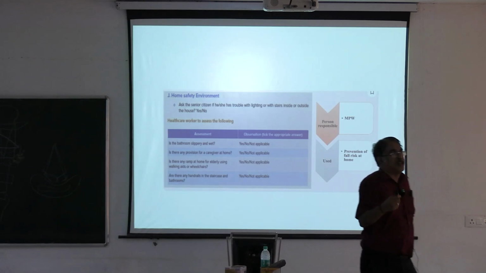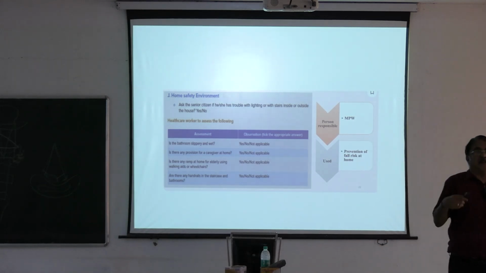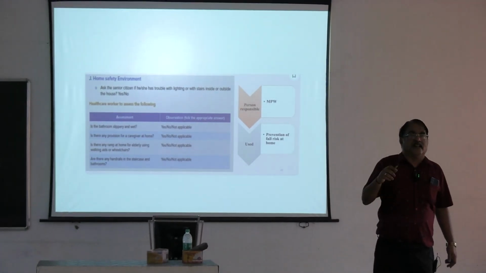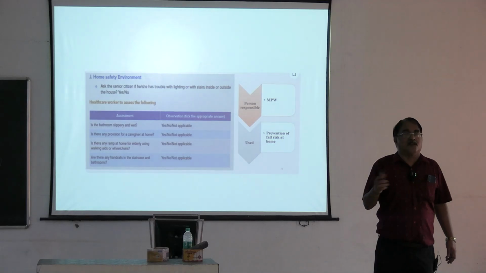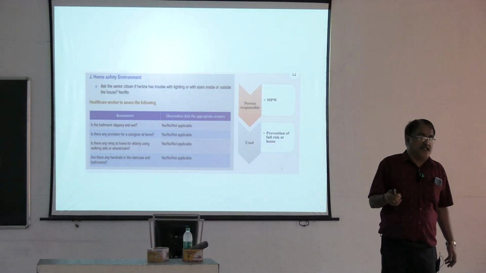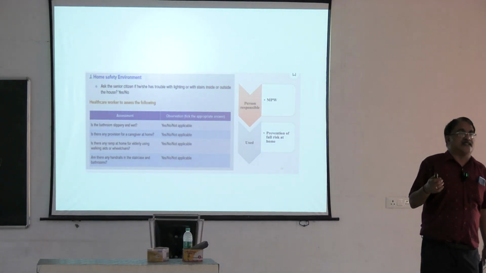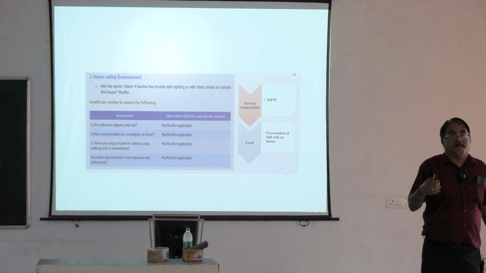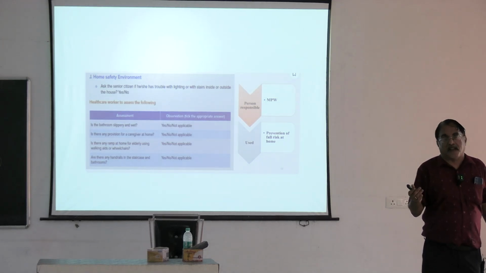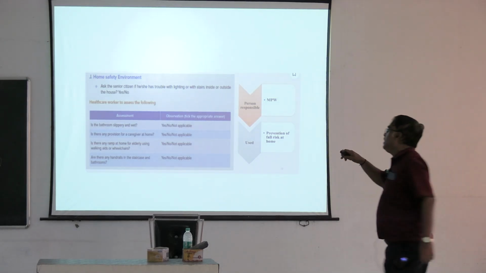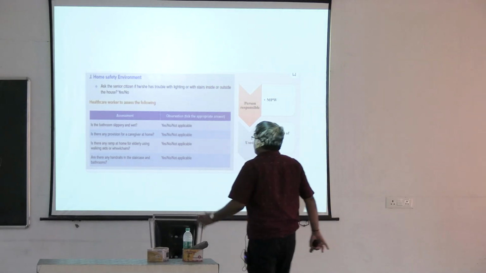So nowadays it's a nuclear family: husband, wife, one child gets a job, gets married, goes away. Only husband and wife are there. They are both senior citizens now. One of them falls sick. So is there provision for anybody, for a caregiver at home?